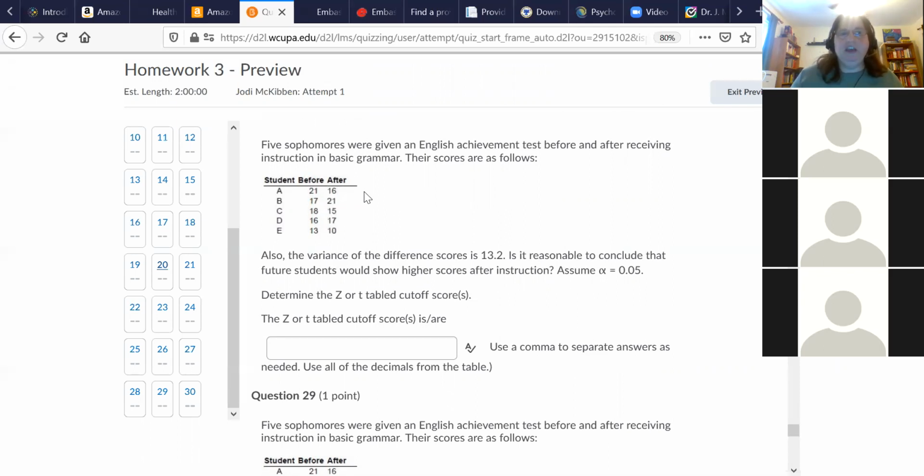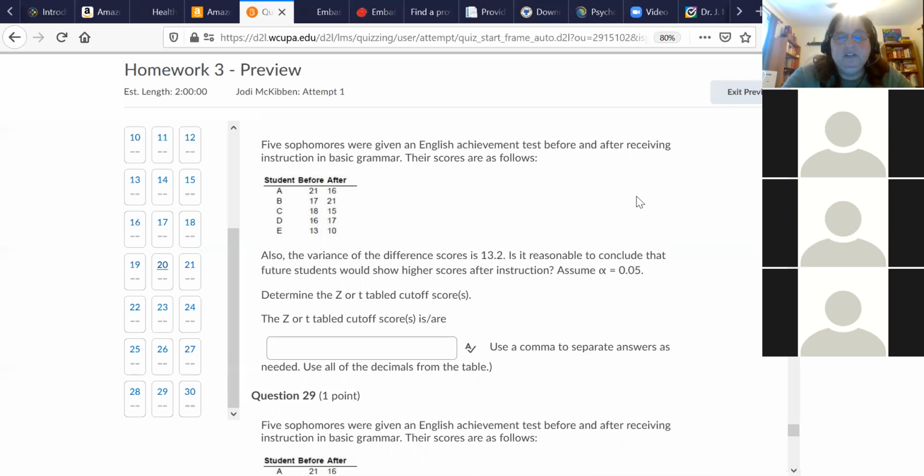What does that mean? That means I've got to get my difference mean, which means I've got to subtract. I'm hoping after is higher than before, so I'm going to subtract after minus before: 16 minus 21, 21 minus 17, 15 minus 18, 17 minus 16, and 10 minus 13. I'm going to take those numbers and take the average. I'm hoping that number's positive, but I think it's going to be negative. I'm also given the variance of the difference scores, S squared D, or just plain old S squared if you prefer that language.